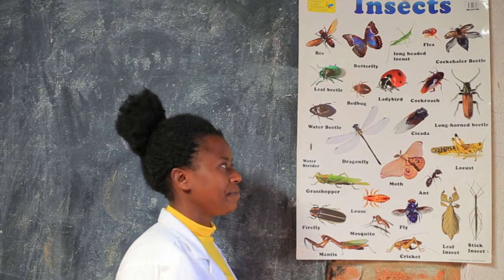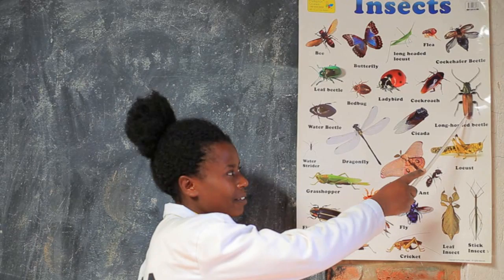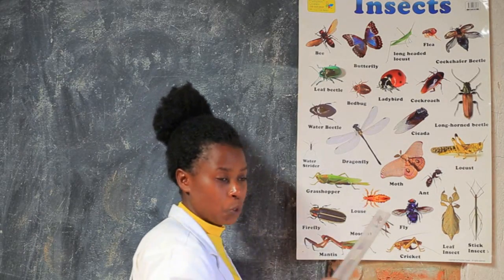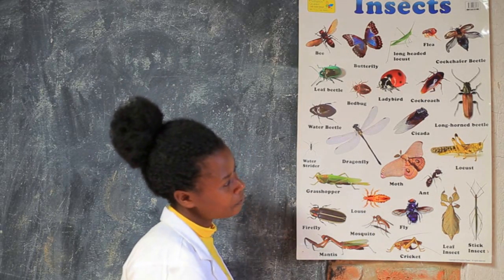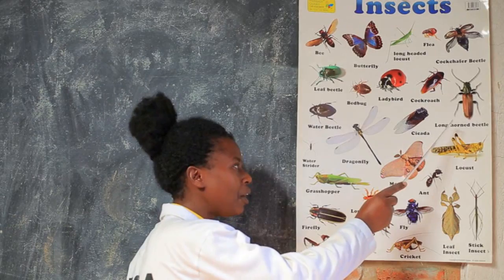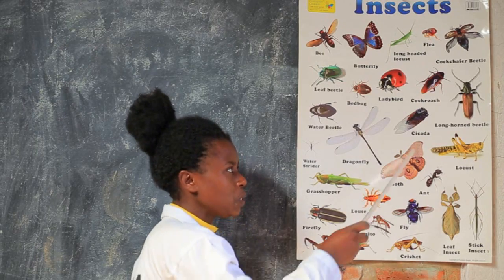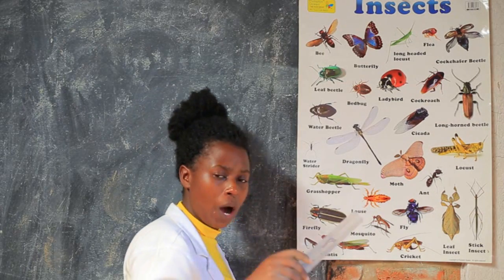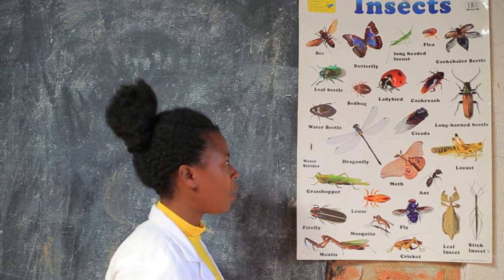This one. Have you ever seen this? It is also around our environment. It is called longhorn beetle. So this also is around in the environment.